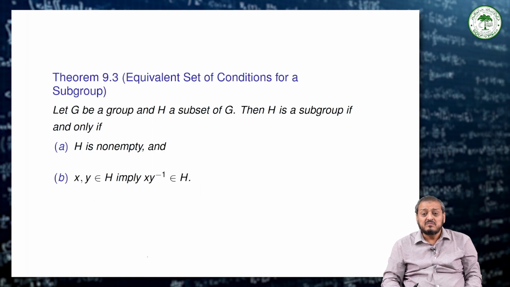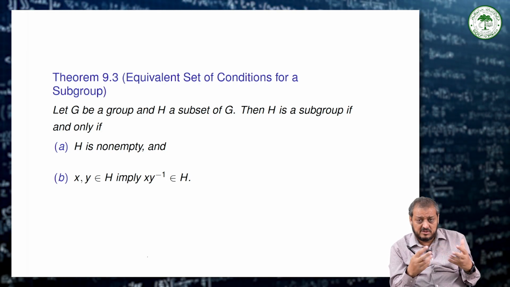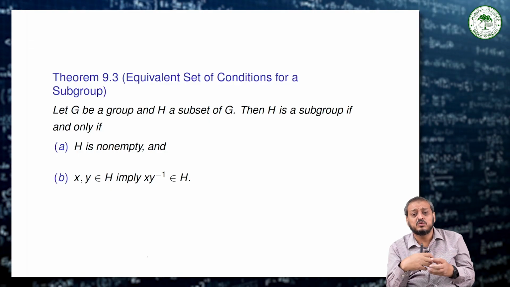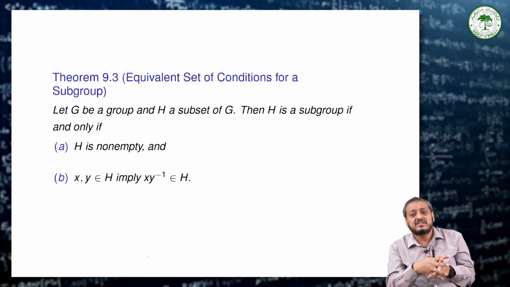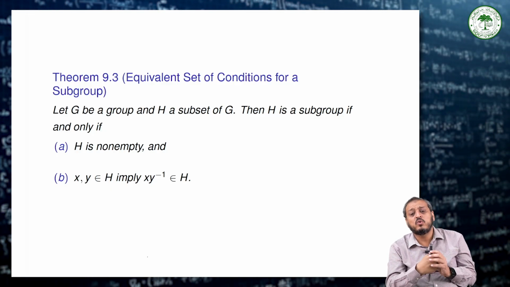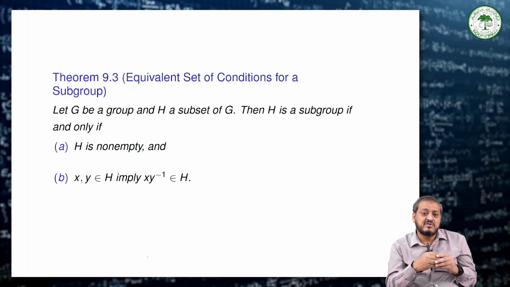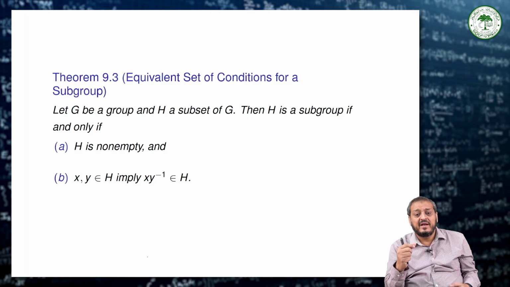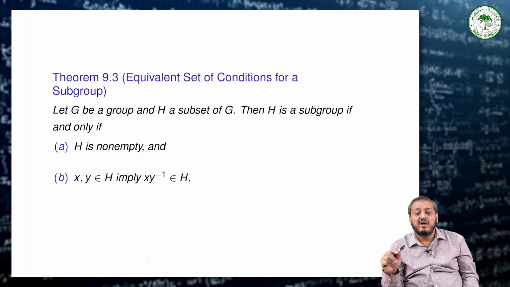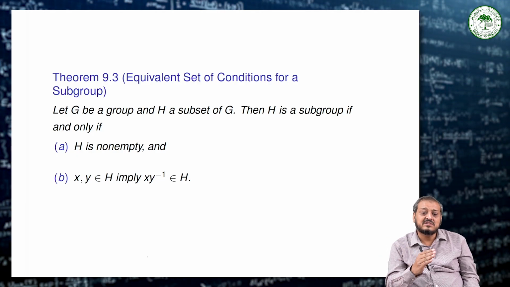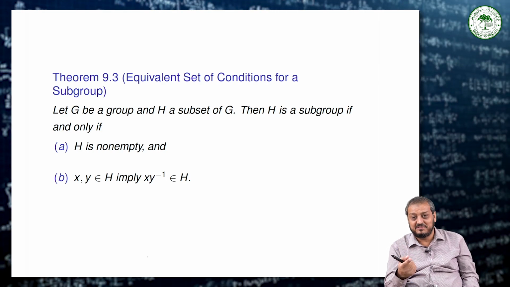In the last lecture I said that we can reduce the three conditions to two, or even one. That criterion is called the equivalent set of conditions for a subgroup. It says: let G be a group and H a subset of G. Then H is a subgroup if and only if H is non-empty and, whenever x and y are elements of H, xy inverse is also an element of H.